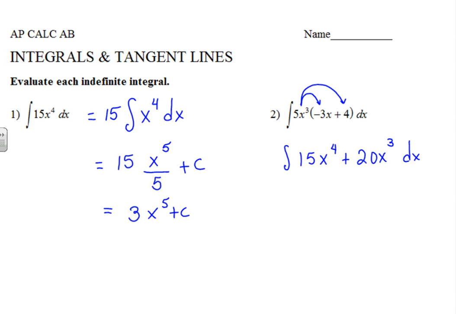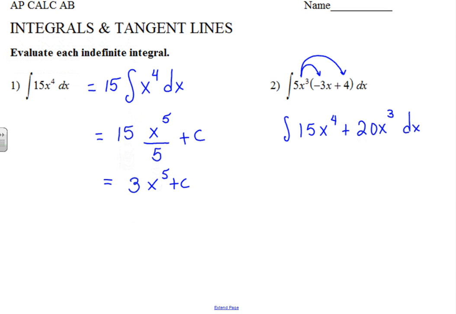Giving us 15x to the fourth plus 20x cubed dx. Next, deal with each one separately. I'm sorry, I missed the negative. So we've got a negative 15. Like problem number one, we brought that 15 out front, so I'm going to go ahead and bring the negative 15 out, and now I'm going to integrate x to the fourth. So that's going to be x to the fifth divided by 5.